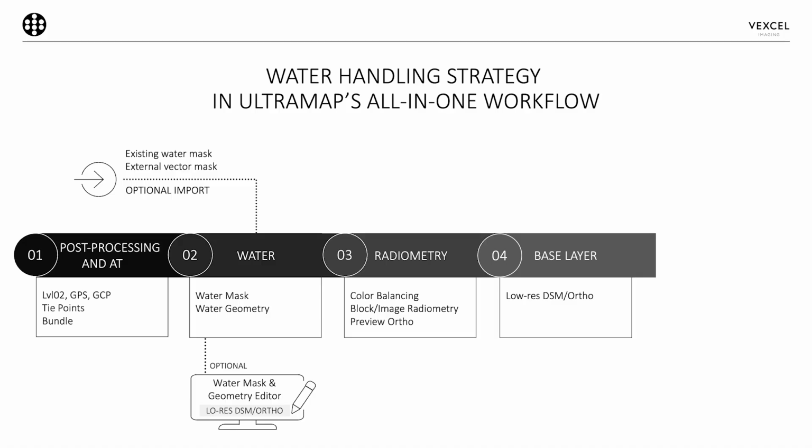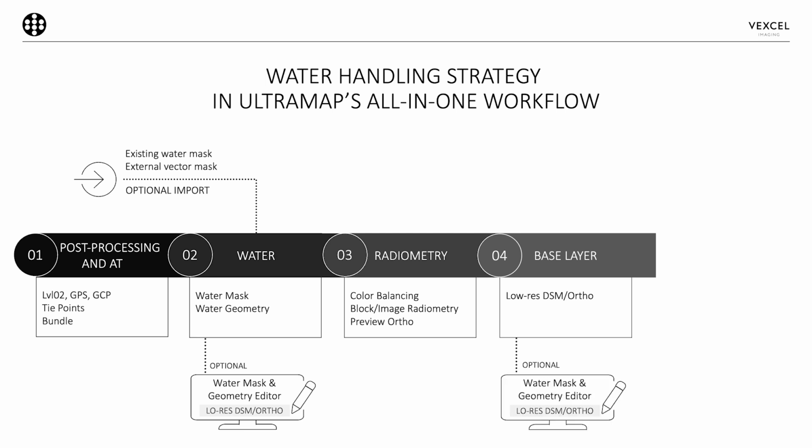The next step in the workflow is then the processing of the so-called base layer. This is a low resolution DSM and ortho again, similar to the output of the radiometry stage. And this allows you to verify the state of the data, to verify everything before it goes as input into the high resolution processing and before a lot of processing power and time is invested.